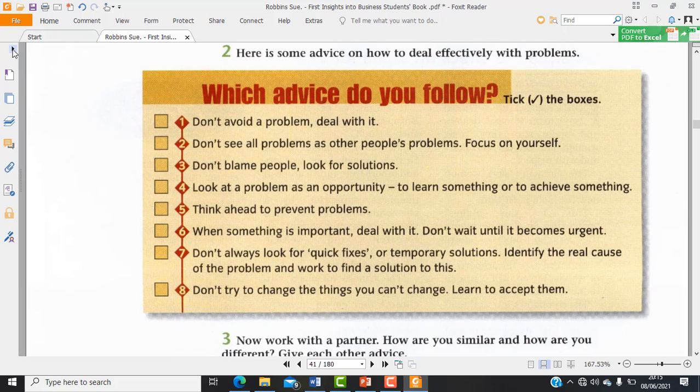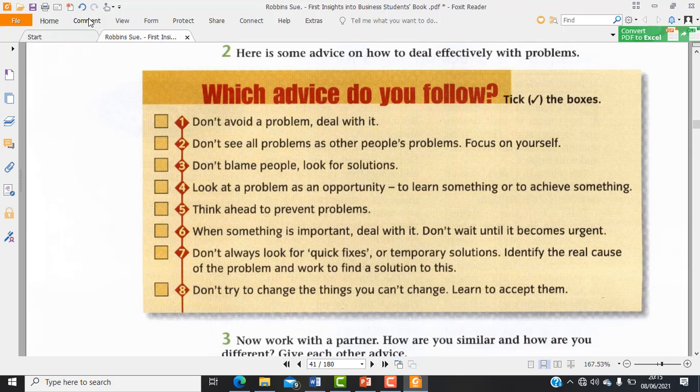Now, let's take a look at this advice. Don't avoid a problem, deal with it. Jangan hindari masalah, hadapi aja. So that's the first point that we should do. When we have a problem, we don't have to avoid. Just deal with it. Alright? And number two, don't see all problems as other people's problem. Focus on yourself. Jangan melihat semua permasalahan itu sebagai masalah orang lain. Fokus aja sama diri sendiri.